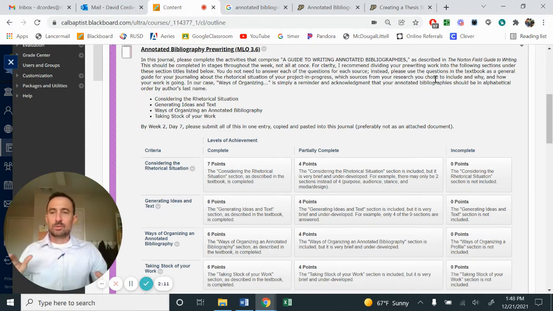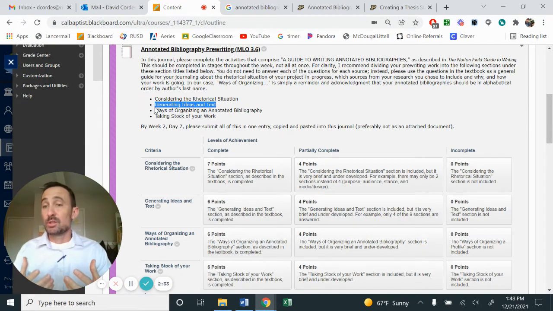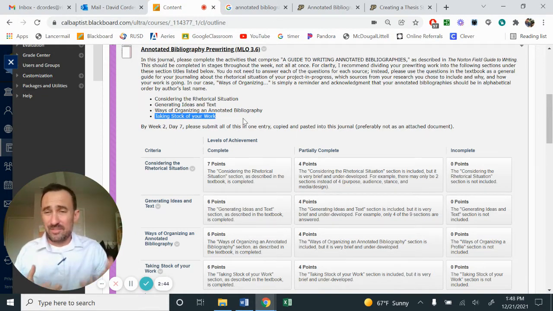So if you've got all of your resources in front of you, your articles, your books, your websites, whatever, you're going to slowly go through and look at what is the rhetorical situation that's being presented. How is this engaging in our conversation? How does this generate new ideas about the subject, about the area of study, about the position that you're trying to argue? What are the ways in which you can organize this, as well as taking stock of your work? Taking stock of your work is kind of a weird term, but you have to understand the validity. How academically valid is this work?